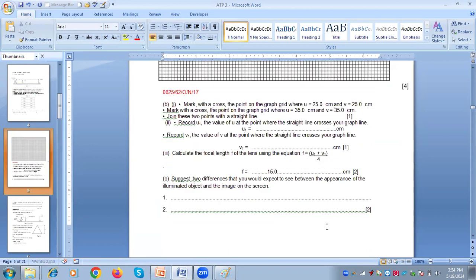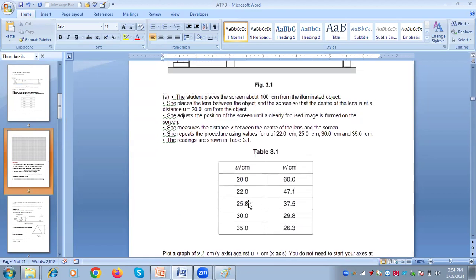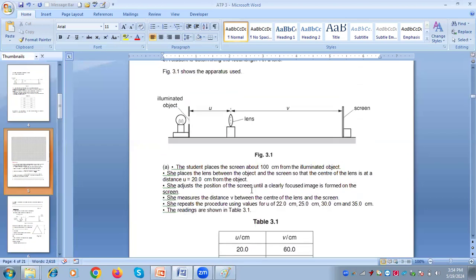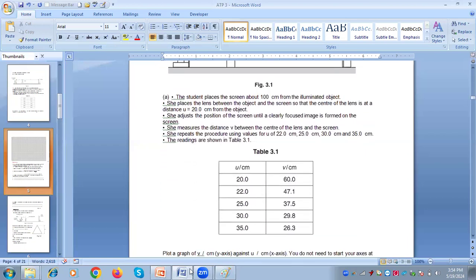Unit is already mentioned. You don't need to write it. Suggest 2 differences that you would expect to see between the appearance of the illuminated object and the image on the screen. Of course, the image will be, what do you say? Is the object placed between F and 2F? If F is 15, 2F is 30. So object is placed between F and 2F. It means the image will be magnified. The image which the student obtains will be bigger, but it will not be as bright as the object is. It may be having colored edges, etc.